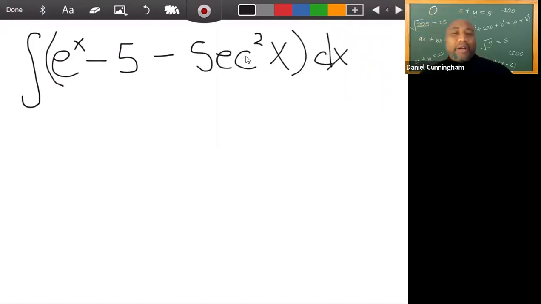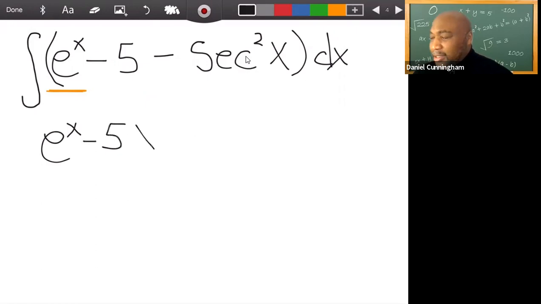So we have an exponential with a constant with a trig function. We're going to do them individually. Start with the first one. What's the integral of e to the x? The integral of e to the x is just e to the x. The integral of a negative 5 will be minus 5x.